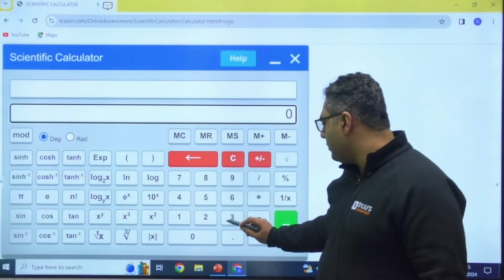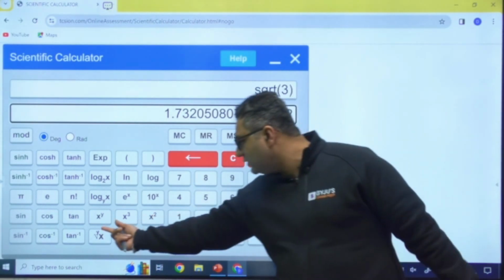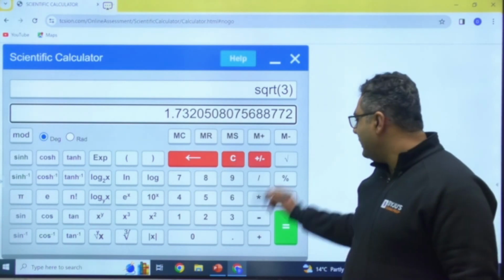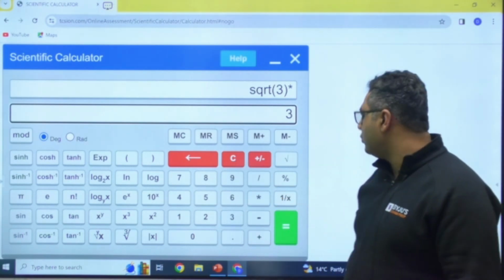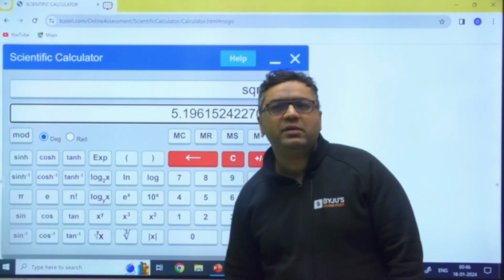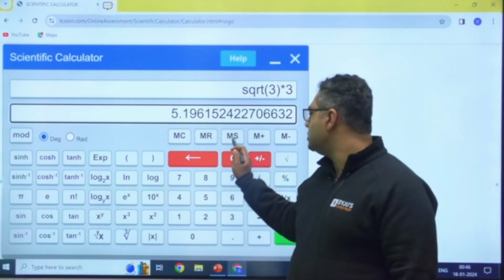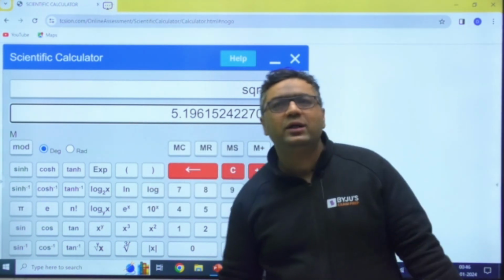Now first of all, take the square root of 3. I can use this function, it is a general one. This is the square root of 3 I have done, and then I will multiply it with 3. This is 3 root 3. Whatever this number is, 3 root 3, I will store it in the memory. So this is memory store. You can see M is coming there. Now this is stored in the memory.